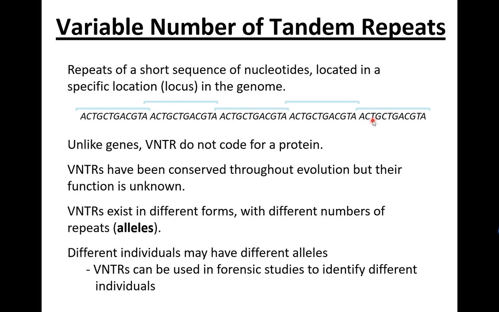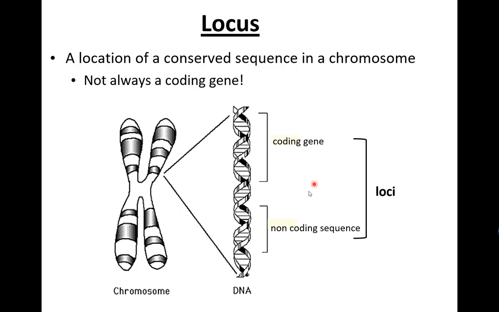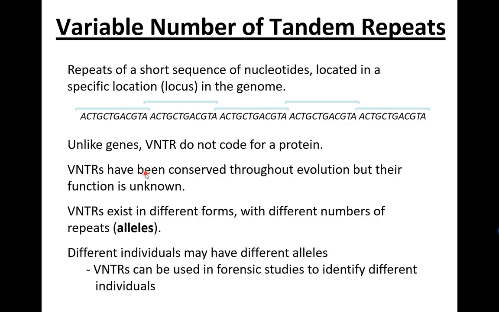Unlike coding genes, in this case it would not be coding for proteins, would not be a coding sequence, but it's conserved. You have it, your parents had it, they passed it to you, you will pass it to your kids, and so on. It will be conserved. And as with any locus, it would exist in 2 copies. You would have a copy from your mother, one from your father. The difference could be in the number of these repeats.